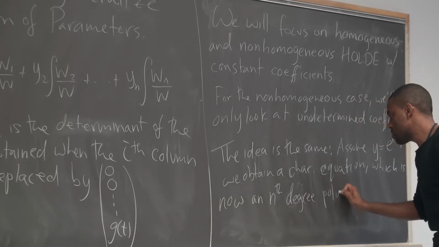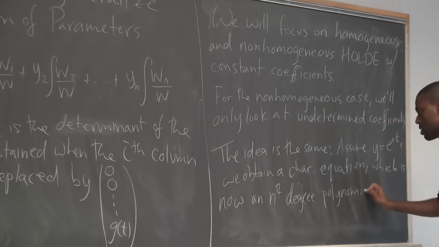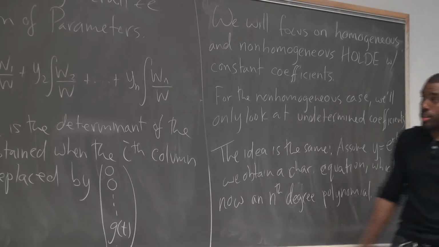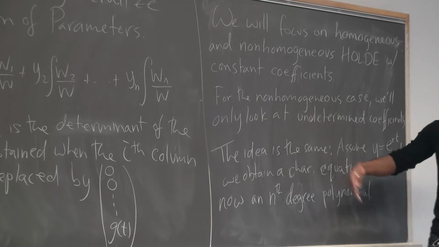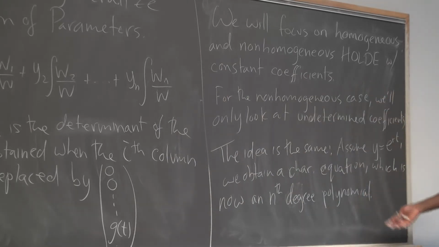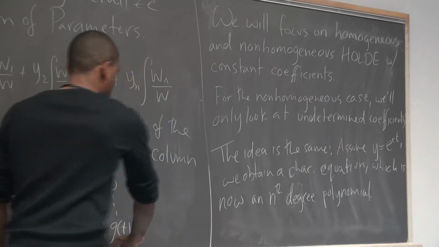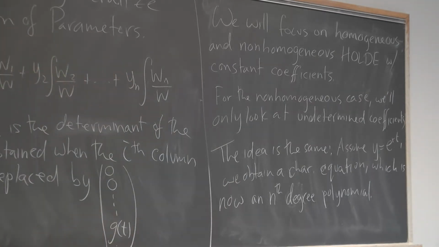So the idea is we start out the same. The difference is now we don't get a quadratic anymore. We get an nth degree polynomial. If we're looking at a third order differential equation, we'll get a cubic. A fourth order differential equation, we'll get a quartic. A fifth order, we'll get a quintic, and so on and so forth. So this is why I sent you that email about how to solve all these various kinds of polynomials, because we're going to need to be able to do that.